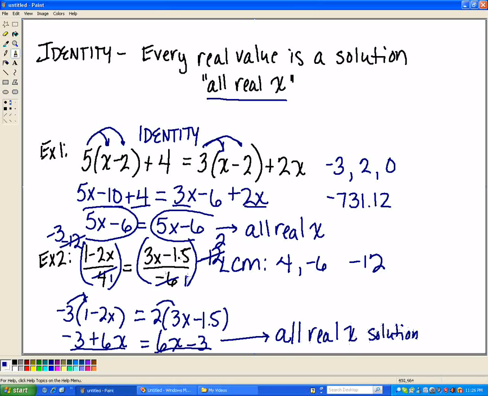And we can classify our original equation as an identity. Okay?